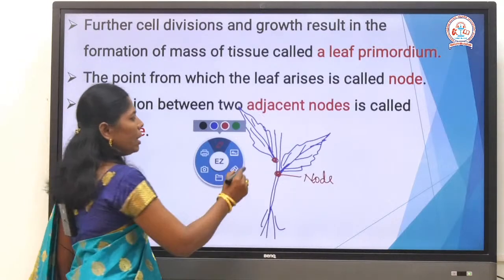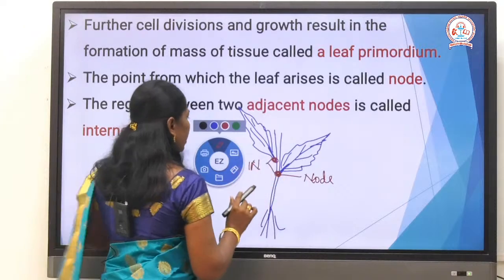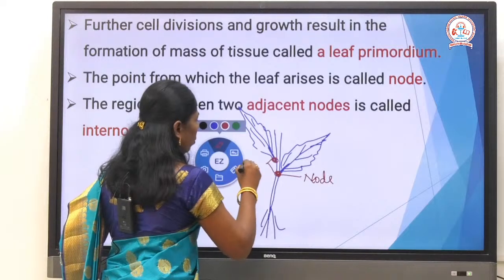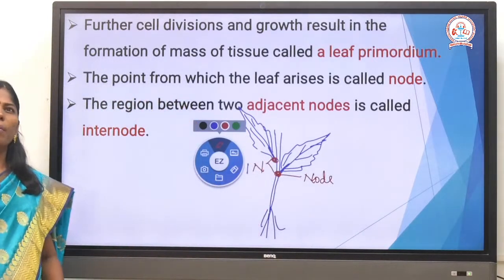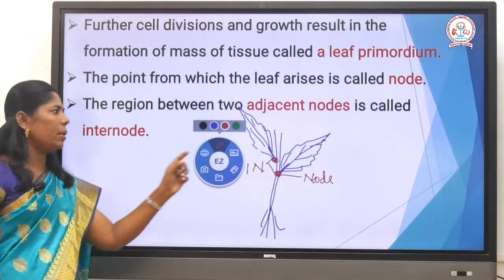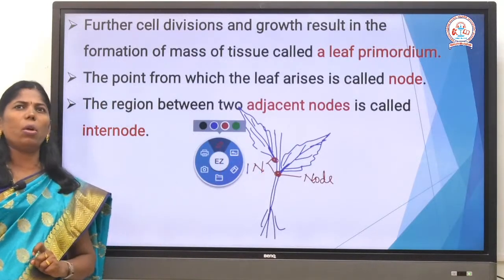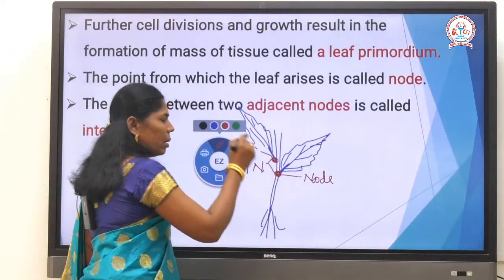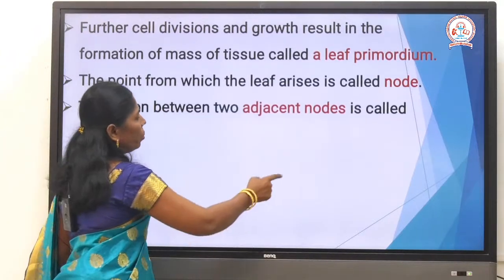So what is the internode? Internode means the distance between two nodes. Internodes are the distance between the two nodes. This is an internode, okay. So this is a node. Further cell divisions occur in that leaf primordium. After that the leaves arise, okay. Where the leaves arise, that region is considered a node. The adjacent nodes are considered an internode. Adjacent node means the distance between the two nodes, okay. The distance between two nodes.